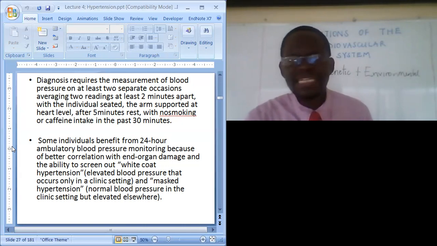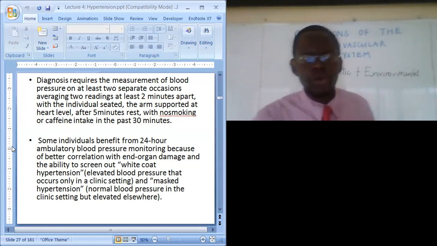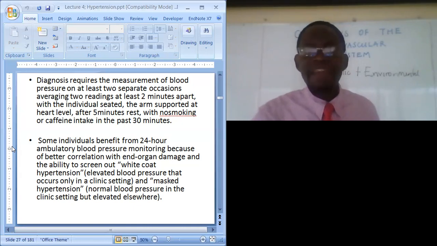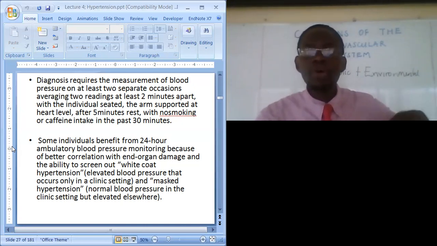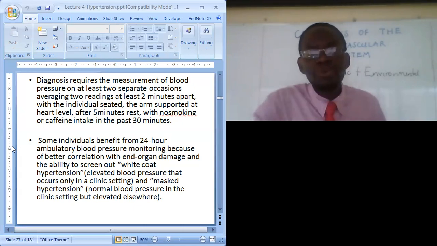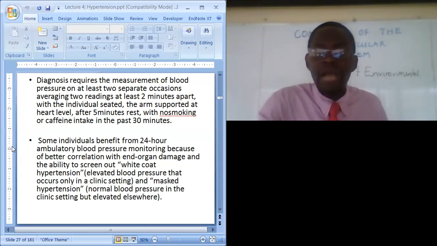They basically do their work while that blood pressure machine is monitoring and recording the blood pressures. Now that is very good, because it will help us with what we call white coat hypertension. In other words, when a patient comes to see a doctor or a health worker, their blood pressure goes up.